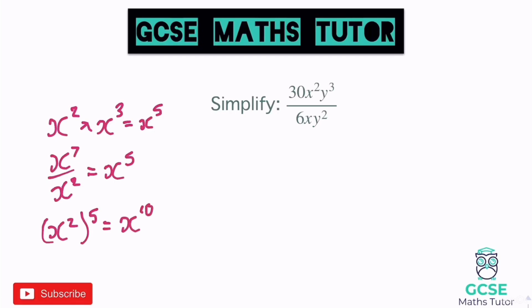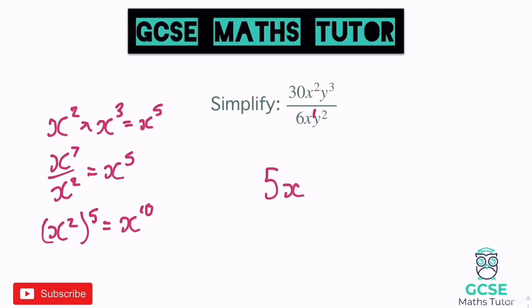Now having a look at this one, we've got 30x squared y to the power of 3 on the top and 6xy squared on the bottom. So we're doing a divide. Now we've got these numbers on the top and the bottom, 30 on the top, 6 on the bottom. So numbers always just divide numbers, so 30 divided by 6 gives us 5. Now individually looking at the letters, we've got an x squared, and on the bottom we've got an x. Now it's not written in there, but that is a little power of 1 there that's not written. So if we subtract the powers, 2 take away 1 gives us x to the power of 1.